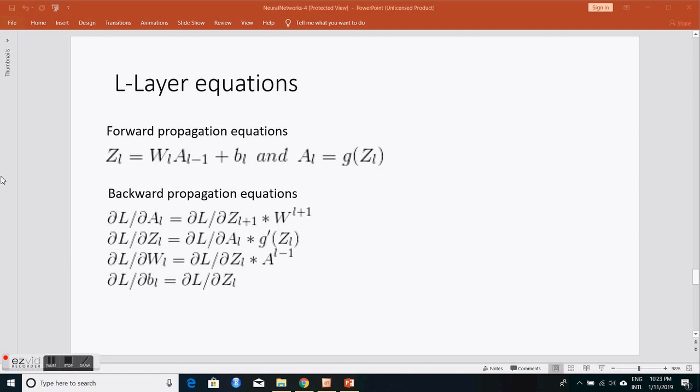So these are the L layer equations. Z^l is equal to the weight matrix in layer l into the activation in the previous layer plus the bias, and the activation of the lth layer is the activation function, which could be a ReLU or a tanh or a sigmoid or a leaky ReLU, applied to Z^l. And we have the backward propagation: ∂L/∂A^l is ∂L/∂Z^(l+1) into W^(l+1). ∂L/∂Z^l is equal to ∂L/∂A^l into the derivative of the activation function at that layer, and ∂L/∂W^l is ∂L/∂Z^l into A^(l-1), and ∂L/∂b^l is ∂L/∂Z^l.